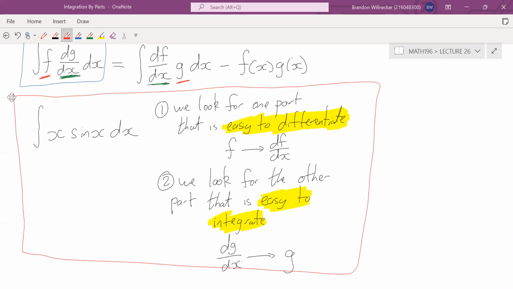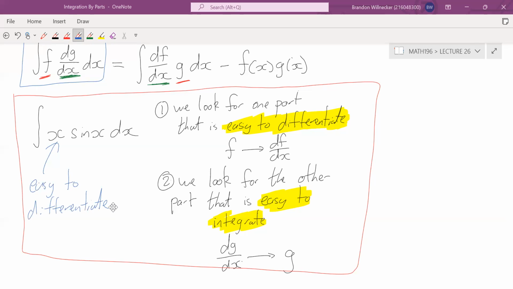You've got some problem where there's a product of two things. We're looking for one part that is easy to differentiate and another part that is easy to integrate. So let's look at this problem here. We have x times sine of x. I'm sure all of you will agree with me that x is easy to differentiate, because the derivative of x is just 1. So we get something a lot simpler by differentiating x. If we were to integrate x, we would get 1/2 x squared.